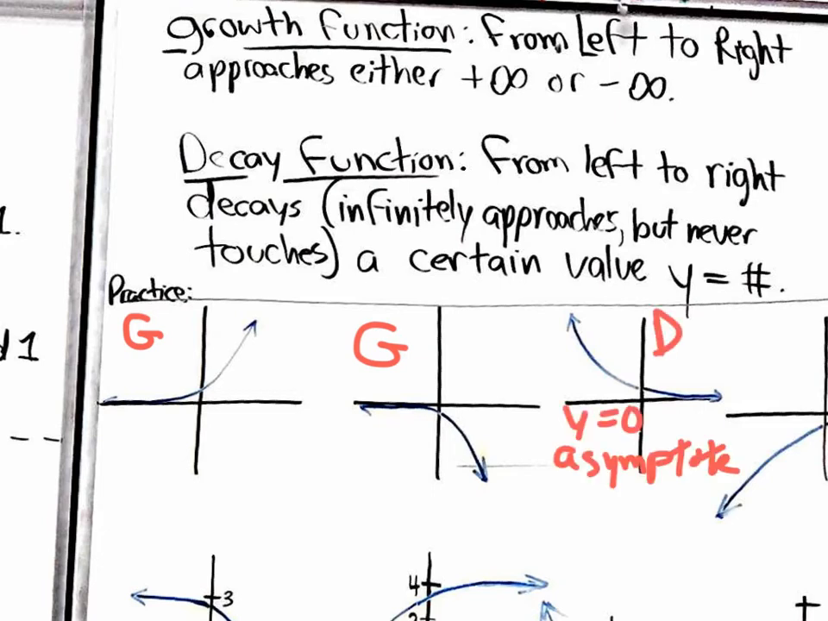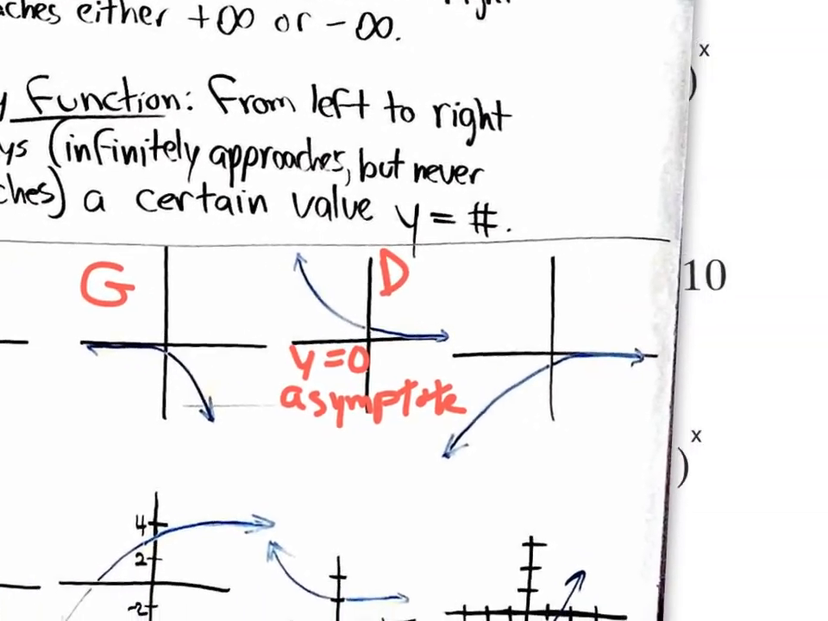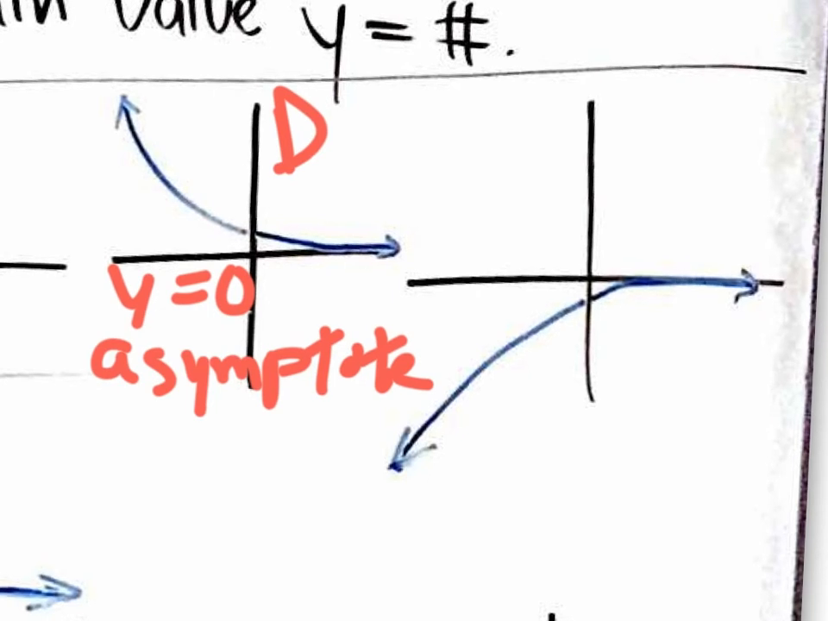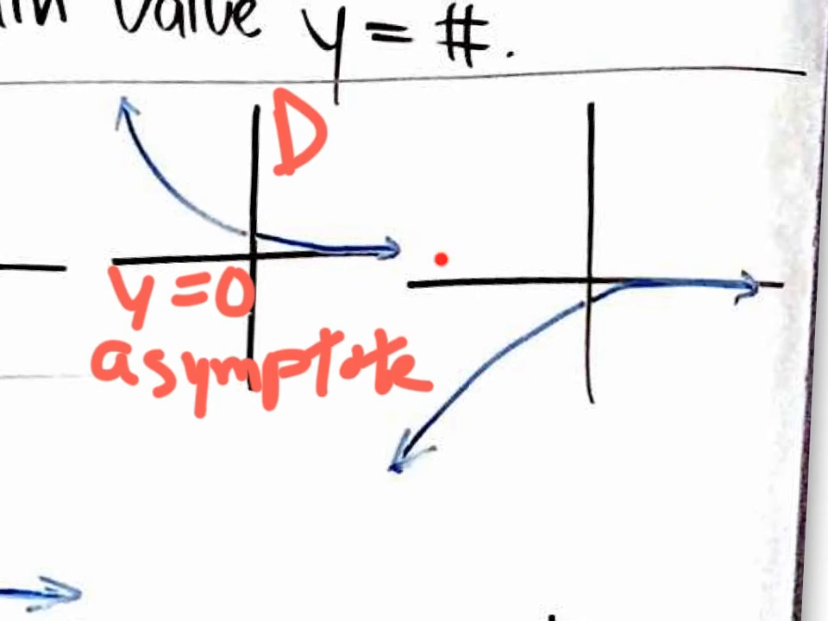Let's move on to this next one. So what I would like you to do right now is, with the partner, discuss whether you believe this graph is a growth or a decay function and why. Go for it. That is correct. It is a decay function. You're way down here from left to right. It looks like it's growing, but it's not really growing. What it's doing is approaching a certain value. It's decaying to a certain value. That certain value is 0. So this is also a decay function.